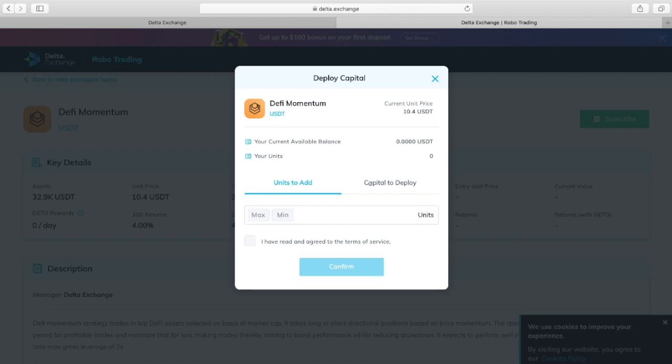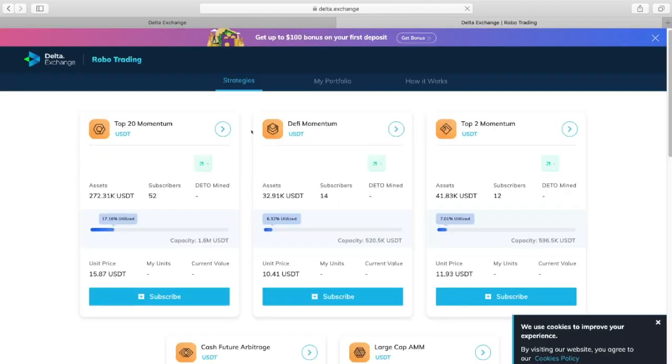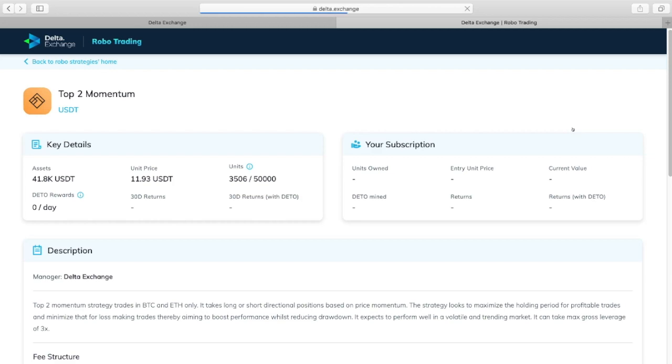You need to add your capacity to deploy. It's very easy. Clicking on one of the strategies, you will gain the money from the strategies. We have top momentum. Clicking here, it's the same.